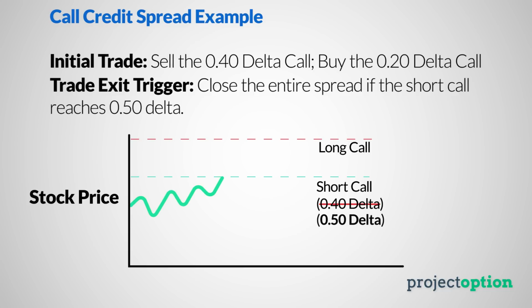Using delta-based exit strategies is a great way to quantify exit points based on stock price movements as opposed to pure profit or loss levels on that particular spread.